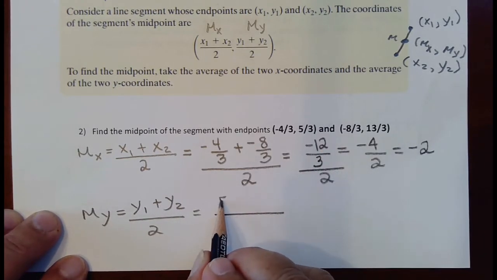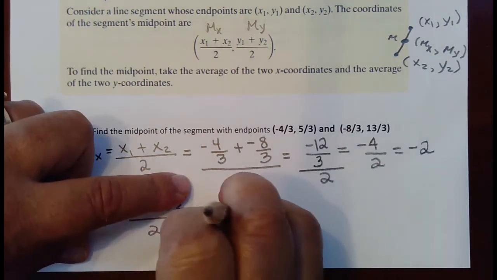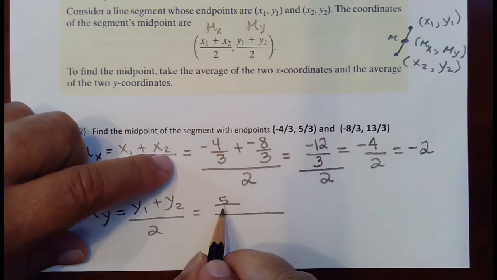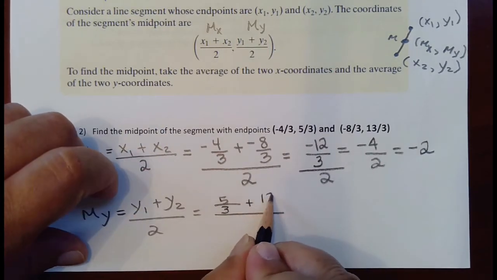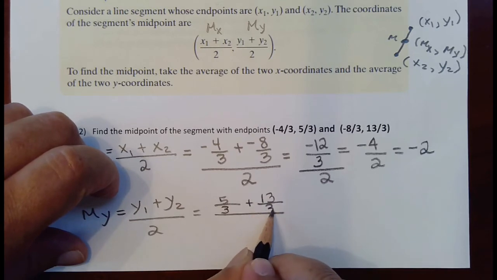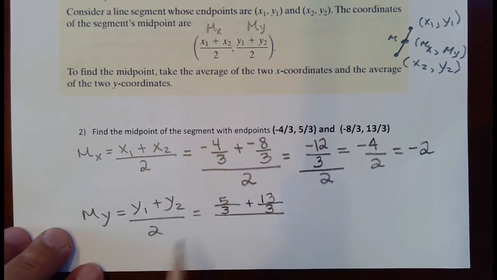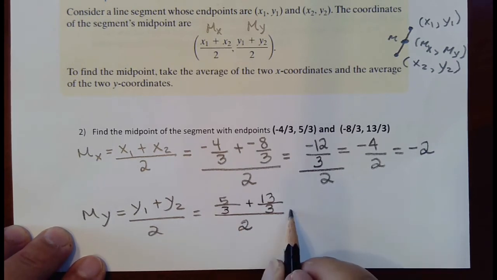Okay, 5/3 and 13/3, then it's divided by 2. Let's just continue working on the top instead of hopping back and forth from numerator to denominator. They're both the same denominator, so in that case, just copy the denominator, but add the tops, the numerators. So 5 plus 13 is 18.